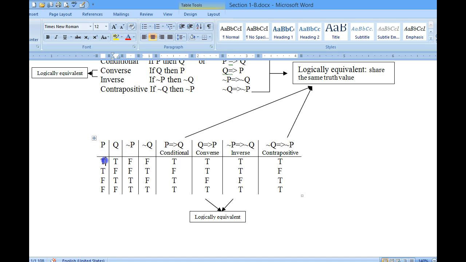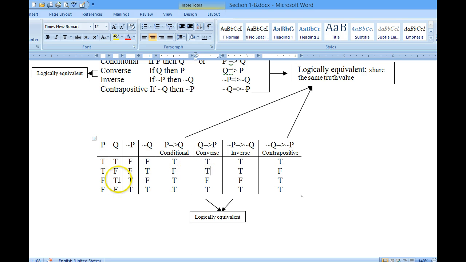True, hypothesis, true, conclusion, true statement. Now let's go on to the next one. So if I have false proposition and a true conclusion, remember if it's a false proposition, we can't say anything other than it would be true. The politician didn't break their promise.